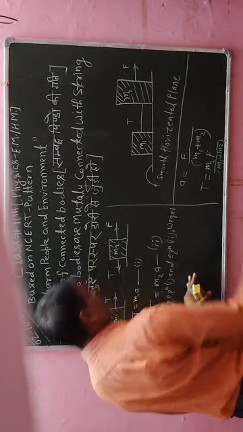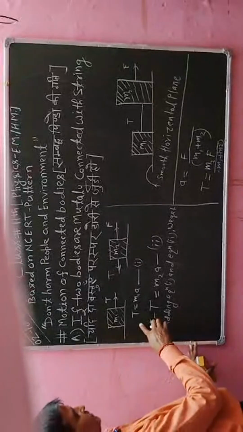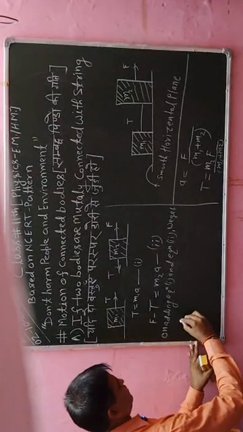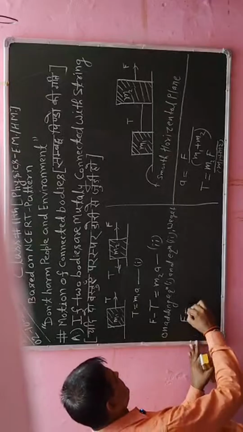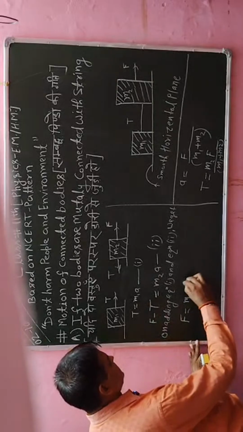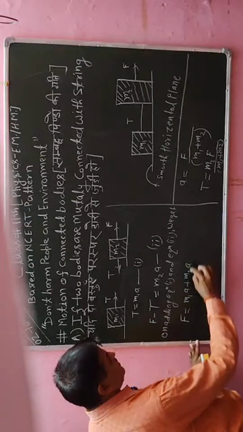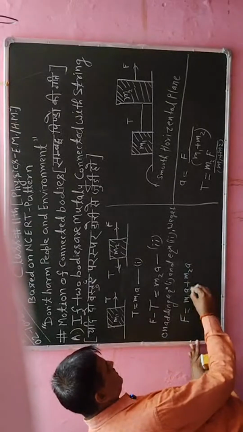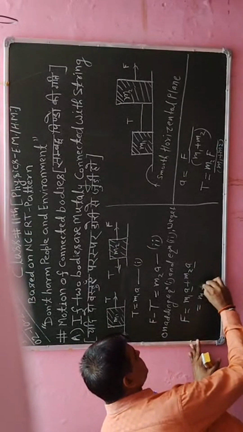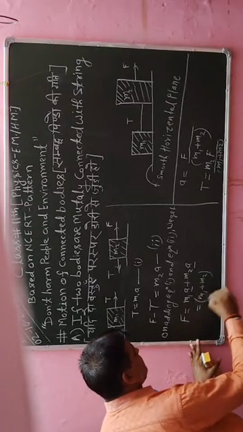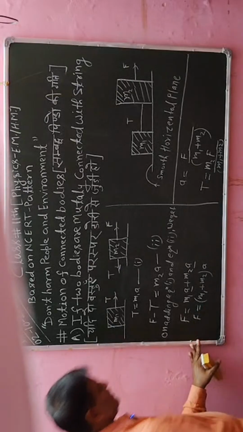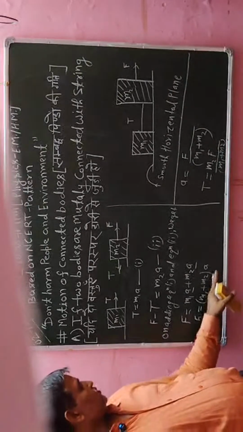So after adding, the T and minus T will cancel out. After adding, in the left hand side I will write F, but in the right hand side I have to write M1 A plus M2 A. Here you have to concentrate, because A will be common. I will take A common, so I can write M1 plus M2 into A. So F is equal to M1 plus M2 into A.